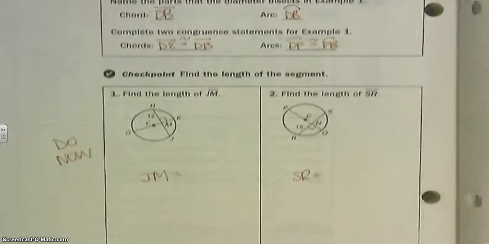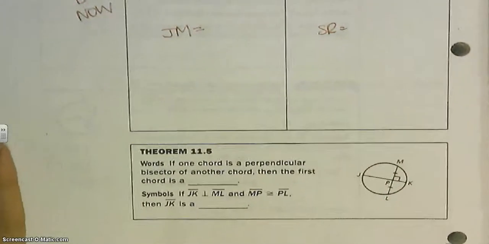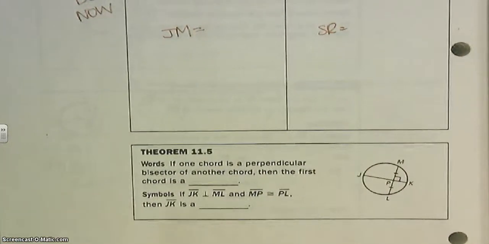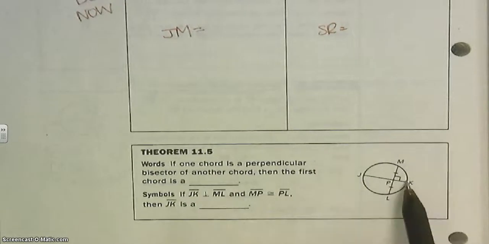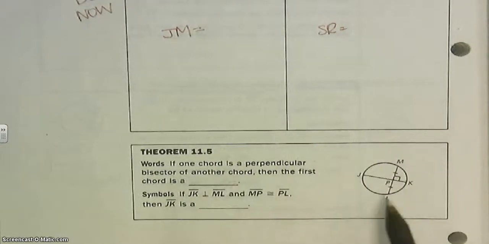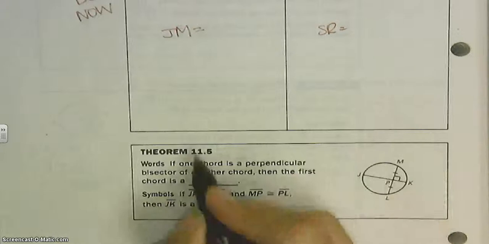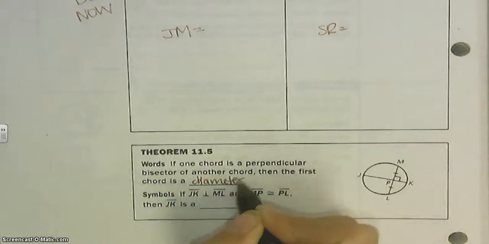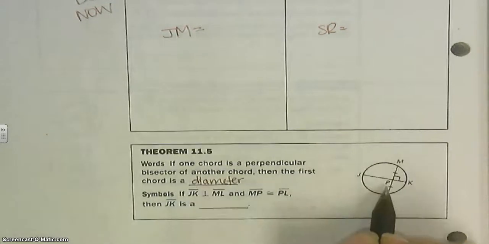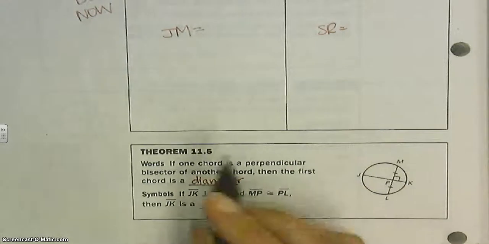We have another property of chords. It's kind of like the reverse of what we just did. If one chord is perpendicular and bisecting another chord, then the first is a diameter. So if you see bisecting and perpendicular, it has to be a diameter.